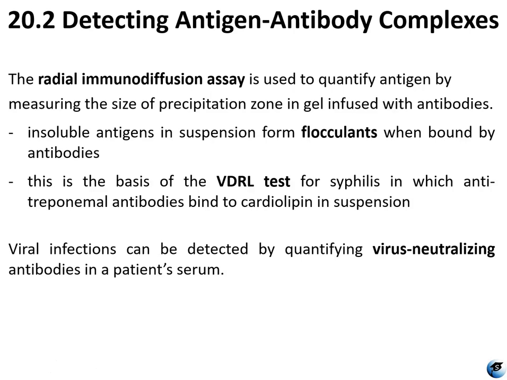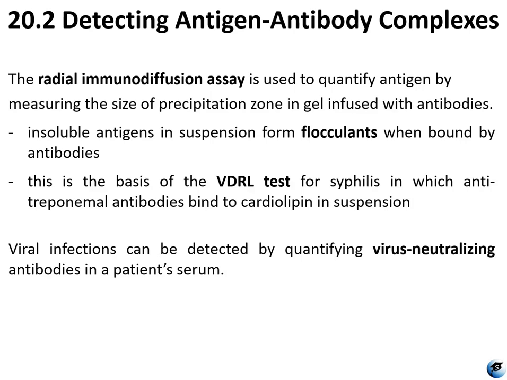Radioimmunodiffusion assays are used to quantify antigens in a different way, and what you do is you measure the size of the precipitation zone that's in a gel. Okay, so it sounds very similar to what we saw. Let's go into a little bit more detail.